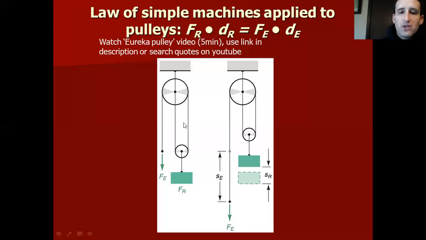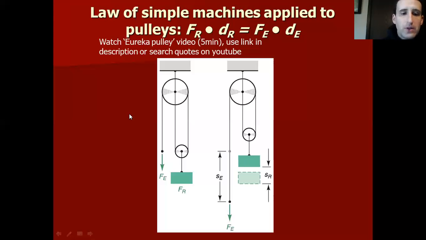So here in this case, there's just two strings supporting the object. So when I pull a foot, each string shortens by half a foot. The object only goes up a half a foot. I have to pull a foot. But in compensation for me having to pull further, I have to pull with less force. And this effort force is only half of the weight of the object.